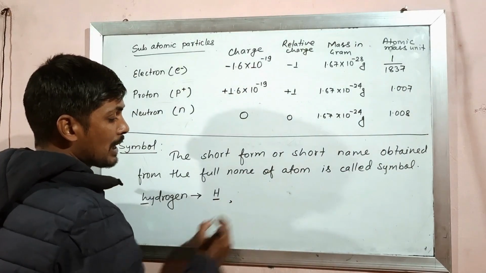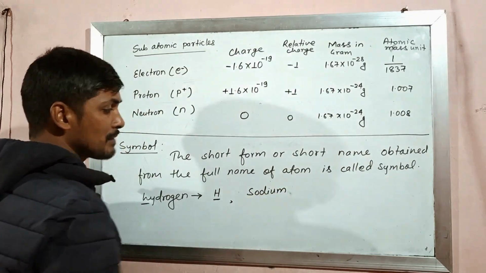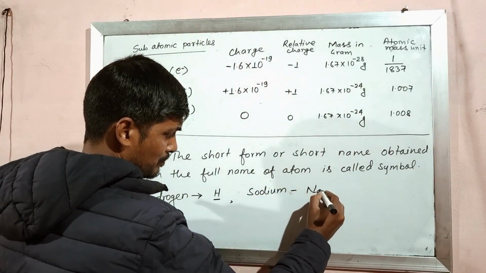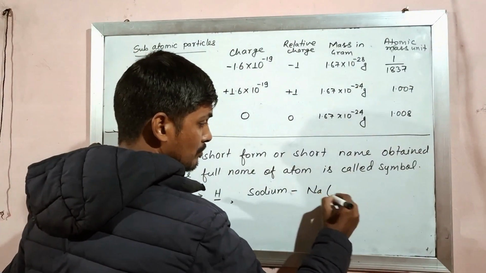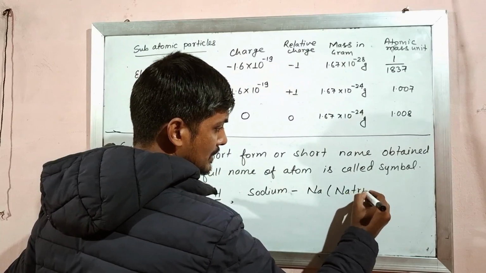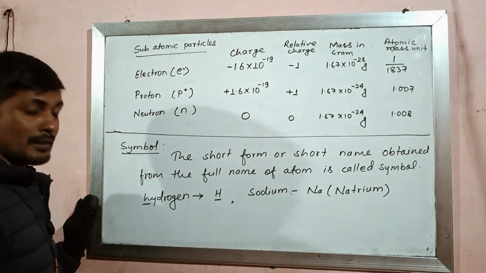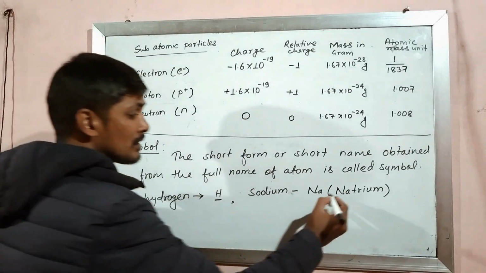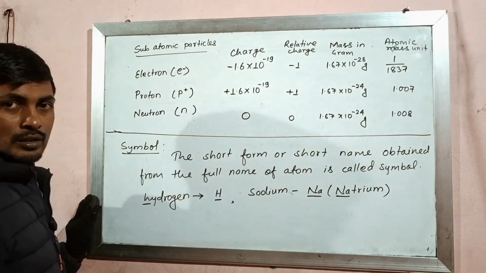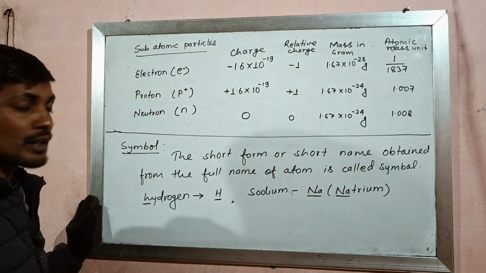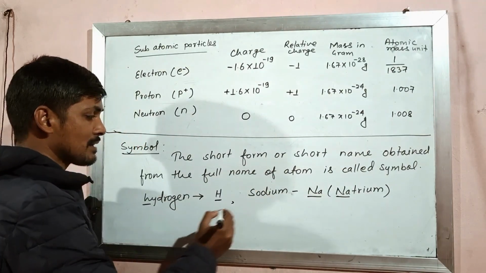Similarly, we have sodium. In case of sodium, the symbol is Na because its Latin name is natrium. Since natrium is the Latin name, the first two letters of natrium are taken as its symbol. So the symbol of sodium is not SO or S, but it is Na.